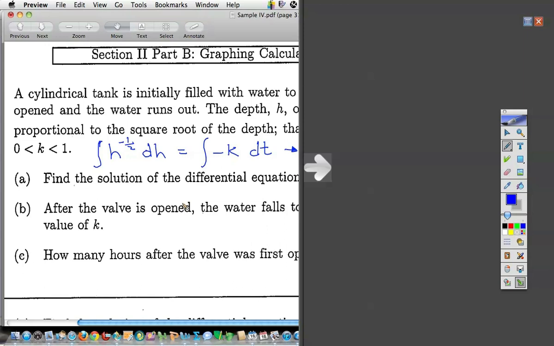Well, that's going to be 1 over h to the 1/2, which would be h to the negative 1/2. Okay, the negative k I just left over there. And the k I could have divided, but there's no reason to. It's a constant, it could be on either side. And I moved the dt over there. So this is not a natural log now. This is a power rule, right? Okay, so do your antiderivative.